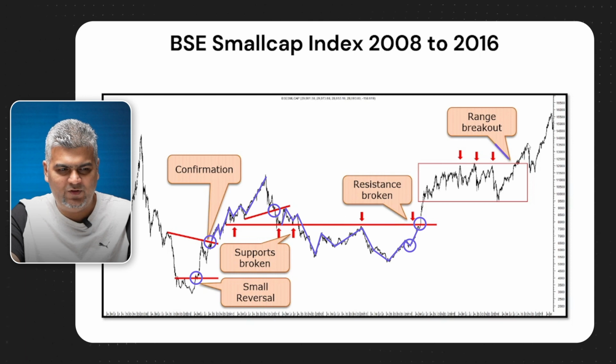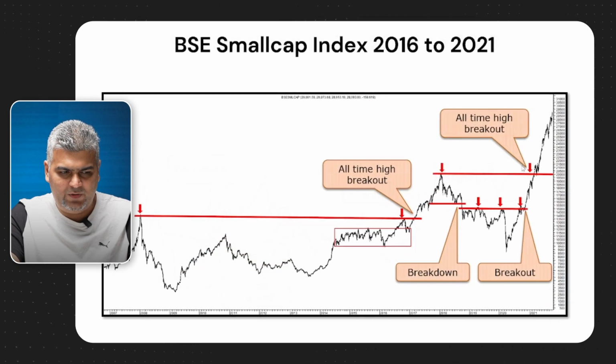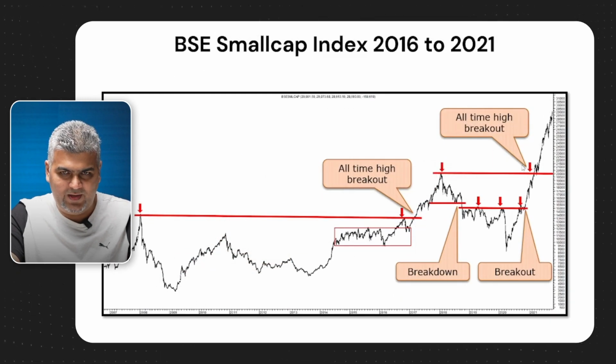Then again you get a range breakout. Same way, every time there is a breakout, you want to be participating. Then in 2016, something really nice happened. You crossed the highs of 2008 on the small cap index, and this was the best phase. This one and a half year was the superb phase. Then we looked at that breakout down in 2018.